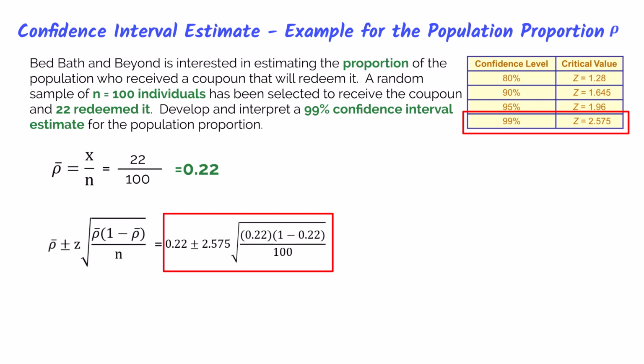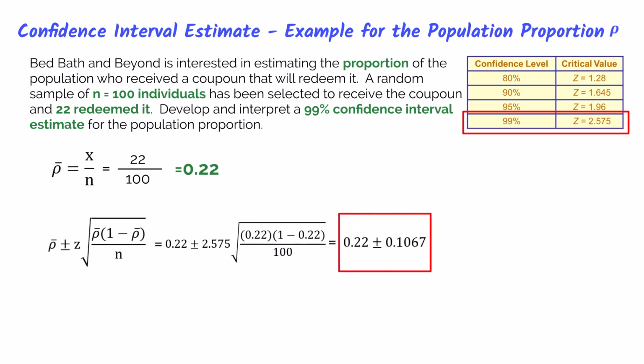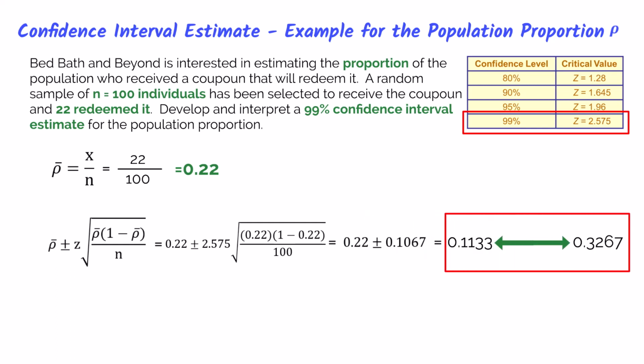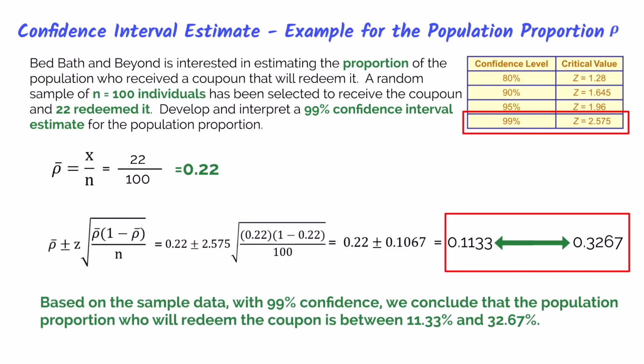And when you're doing this calculation, just watch out for your order of operations. And that gives us a margin of error of 0.1067. So to get the lower limit, we will subtract 0.1067 from 0.22. And then to get the upper limit, we'll add 0.1067. And that gets us a confidence interval estimate of 0.1133 to 0.3267. In other words, it means that it's estimated that 11.33% to 32.67% of people will use the coupon.